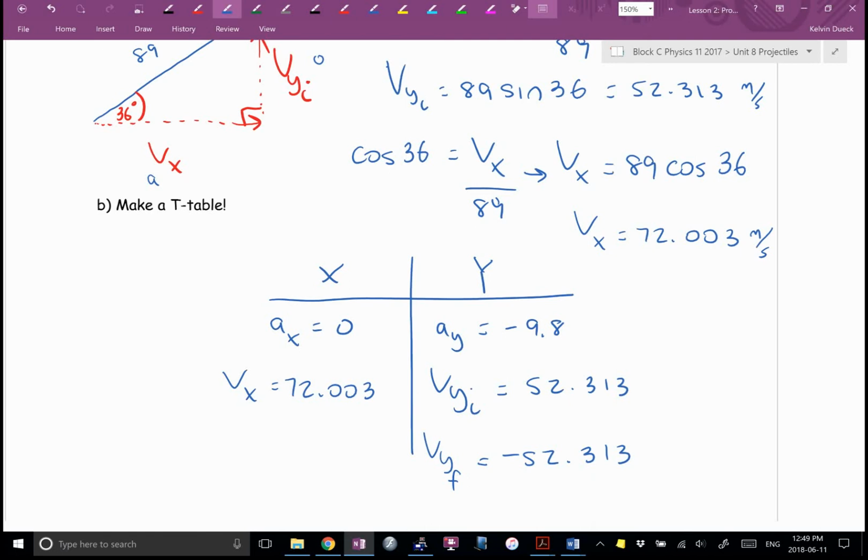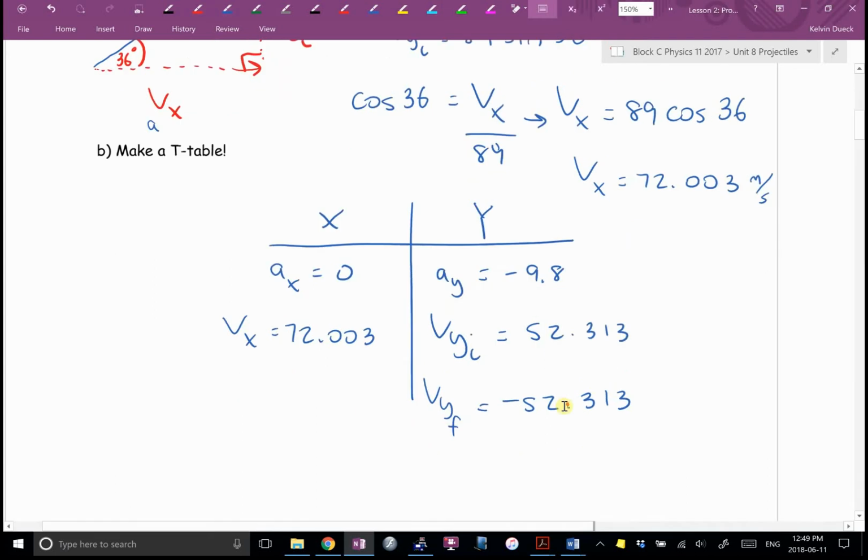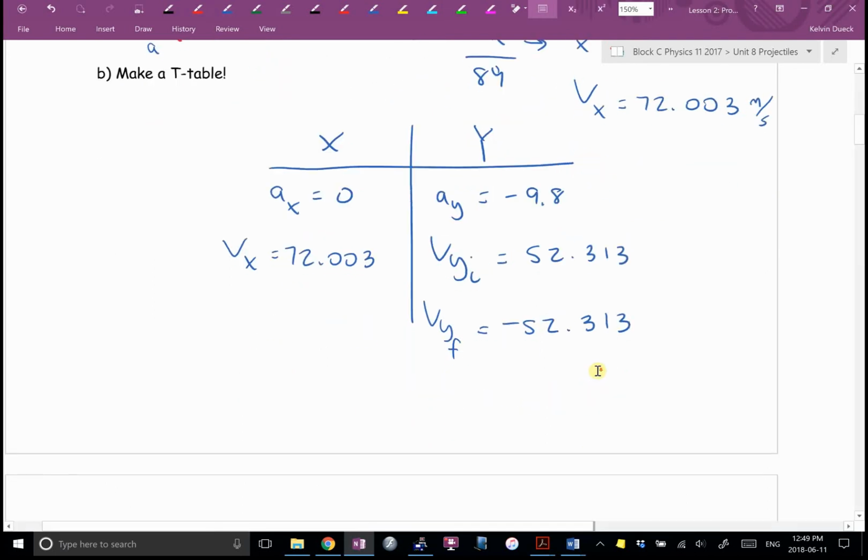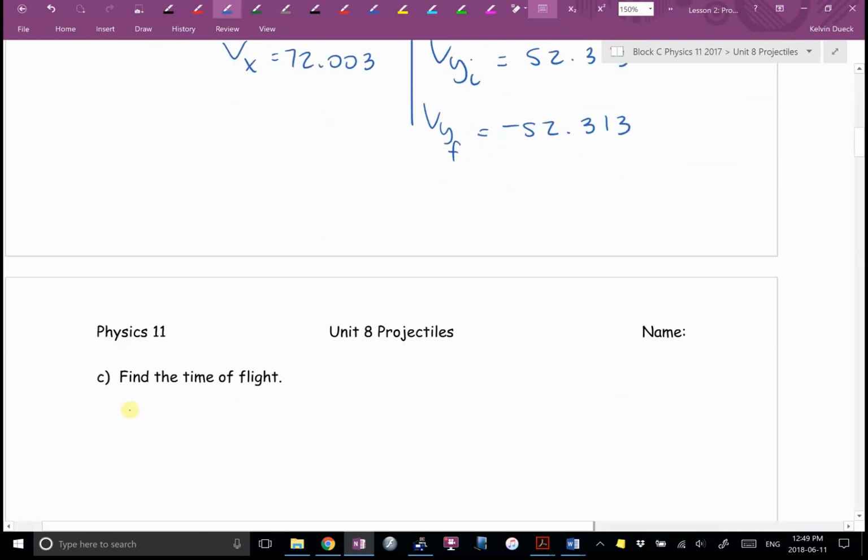Ryan, how many things do I have on the left side? How many things do I have on the right side? I can find time, because I'm going to spend most of my time finding time. So, t equals question mark. A is negative 9.8. V initial was 52.313. And V final was negative 52.313.